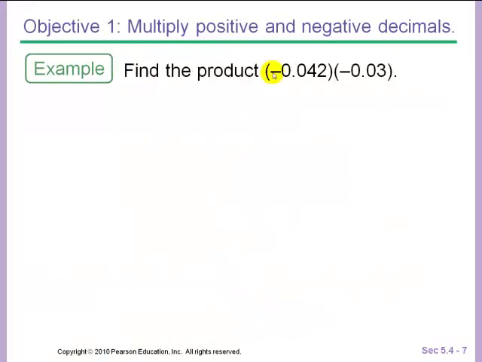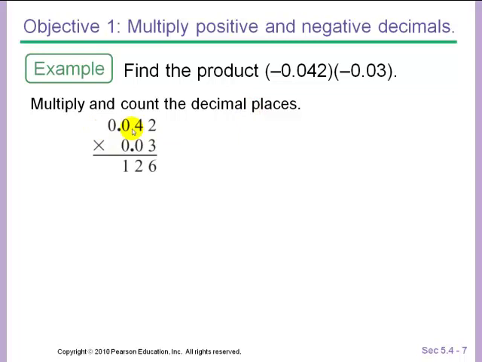Another example: find the product of negative 0.042 and negative 0.03. So we're just going to multiply and count the decimal places. Notice these zeros in front are not going to affect our multiplication. 3 times 2 is 6, 3 times 4 is 12. You would technically carry the 1. 3 times 0 is 0 plus 1 is 1. 3 times 0 is 0. Once you start getting zeros on the left, you can ignore them.